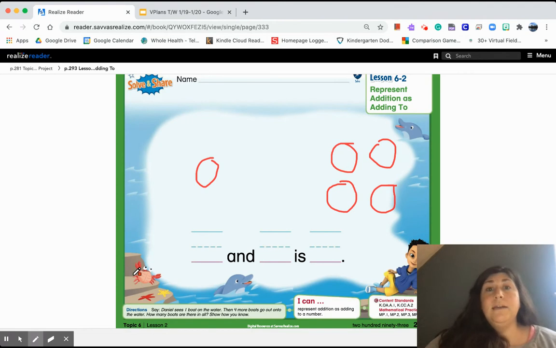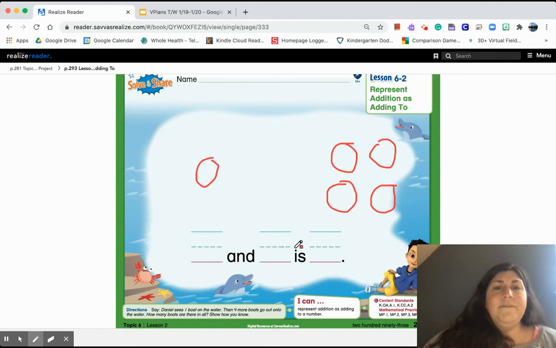So right here, you'll see my math thinking. And remember when we draw math pictures, we don't want to draw too many details with our math pictures because they're really just to help us think about numbers. So we have 1 boat over here and 4 boats over here.